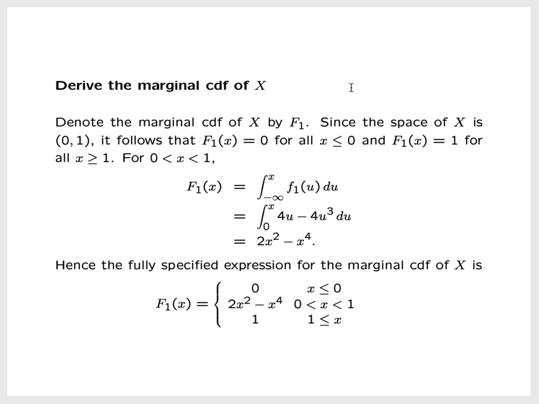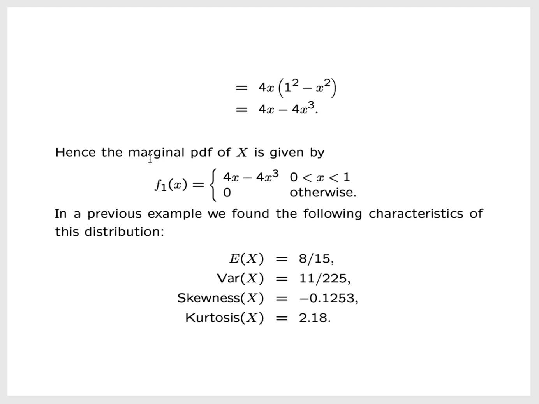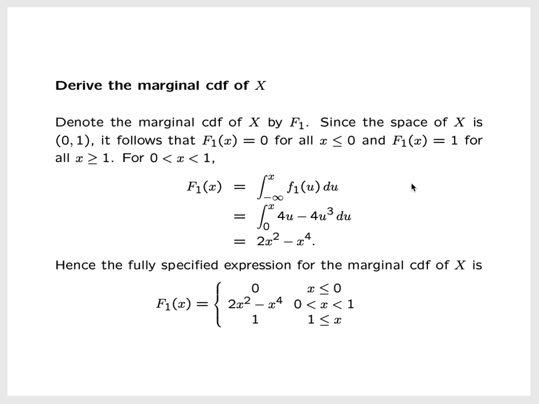Now, we can also find the marginal CDF of x, and I'm really not going to spend any time on this, because when we looked at this distribution before, this was the starting point. If I remember correctly, we were given the CDF, and we found the PDF. So you can look at these calculations and make sure that we're doing it right. But once we have the marginal PDF, it's a very simple matter to get the marginal CDF.